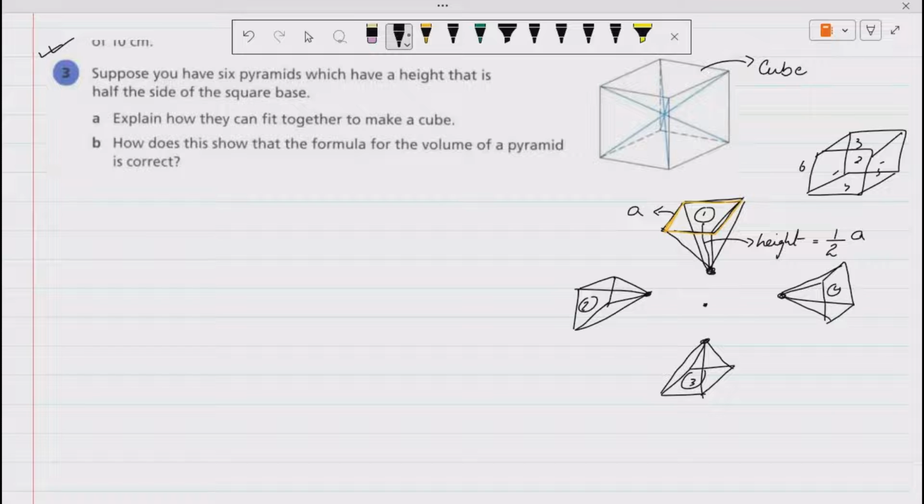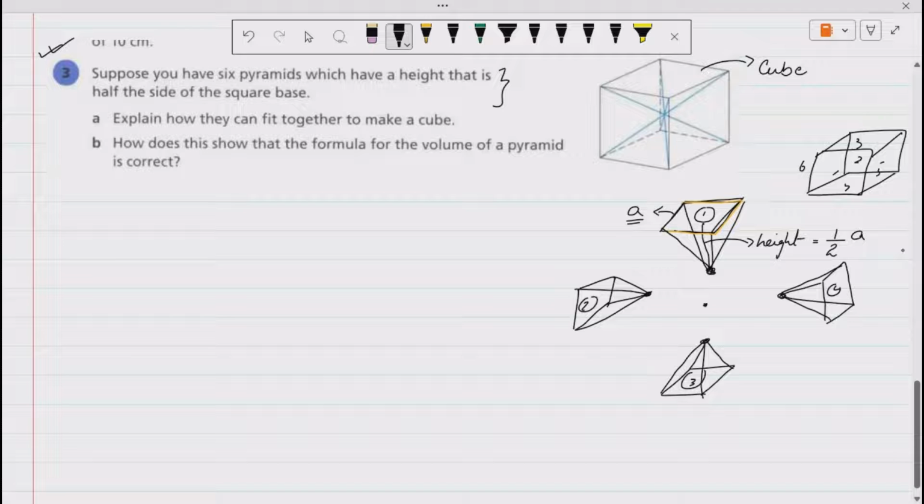In the question they are giving that you have six pyramids, 1, 2, 3, 4, 5 and 6, in the front and in the back. All six pyramids are the same, and for each pyramid, the height is half of the side's length. So if we suppose the side length is A, the height is A upon 2, and it is similar for all six pyramids.